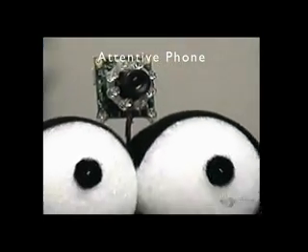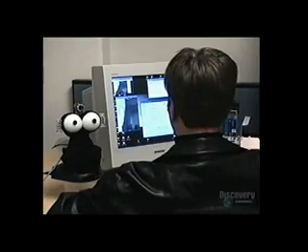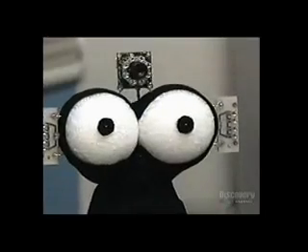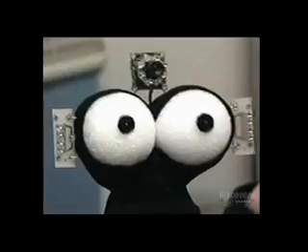And you can do the same thing with the phone. They've also designed an attentive phone. It may look more like Elmo, but I assure you it is a phone, and it won't disturb you by ringing. Instead, it will search for your eyes, and once it's established eye contact, it will simply put the call through.